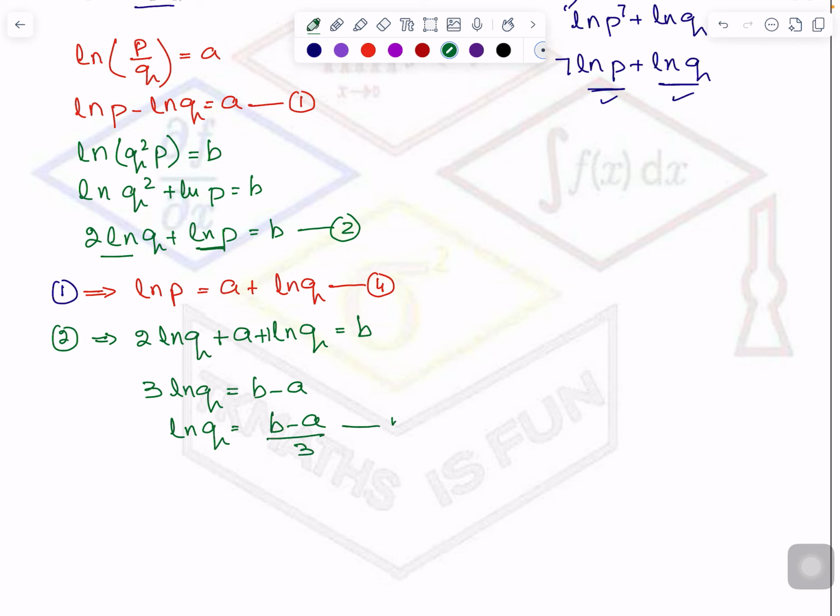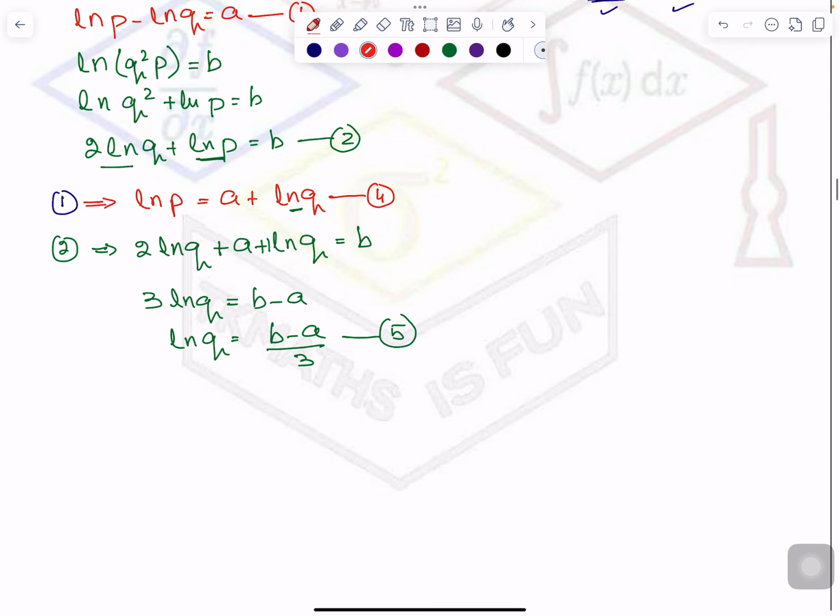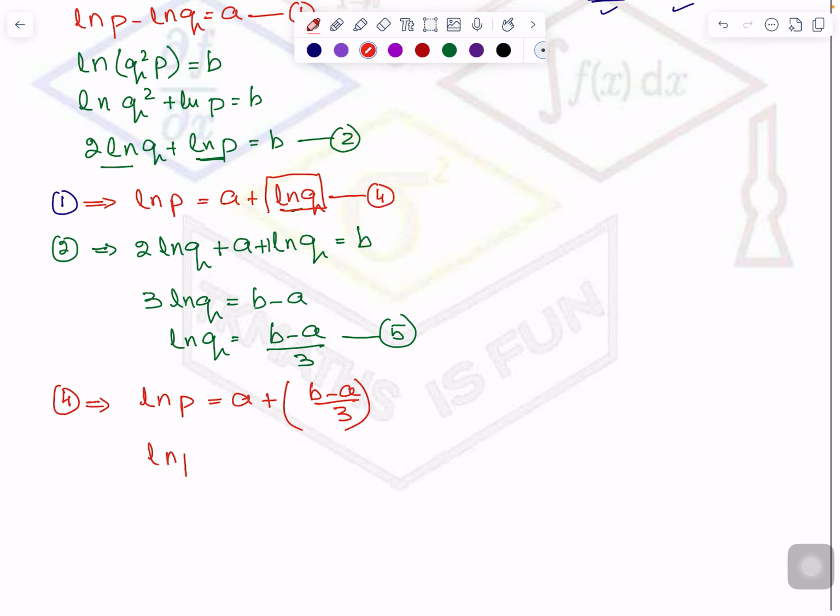I'm calling it 5. Now I can substitute this ln q in equation 4 to get the value of ln p. Agreed? So now I'm going to use equation 4. Keep writing like this. This gives a very clear hint which equation you are using. So I'm substituting the value of ln q, which is b minus a over 3, in this place. Okay. So now I will simplify it. It will become ln p equals, when there is no denominator it is 1, so I can take LCM and it will become 3a.